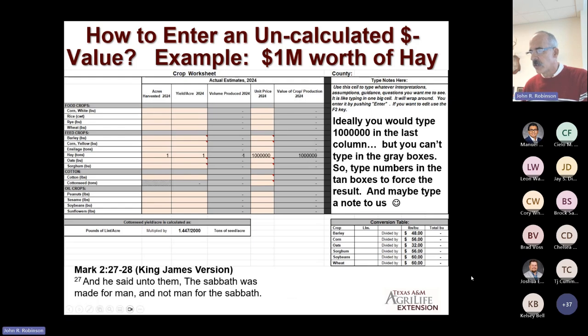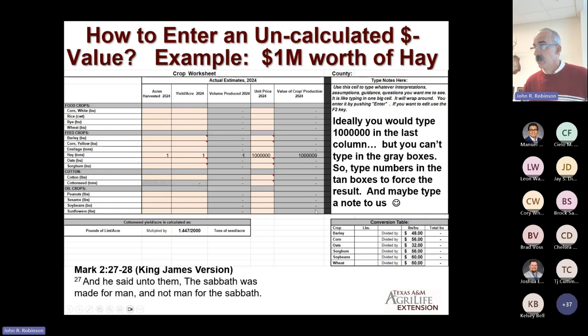I've got this Bible quote in here to say that this worksheet was created for you and not the other way around. Sometimes people are using the worksheet, entering all their other stuff and making calculations, and then they say, John, for hay, I'm not making a calculation. I didn't have yields of hay and acres of hay. I was just told that there was $1 million worth of hay. Can I just enter that on the worksheet?